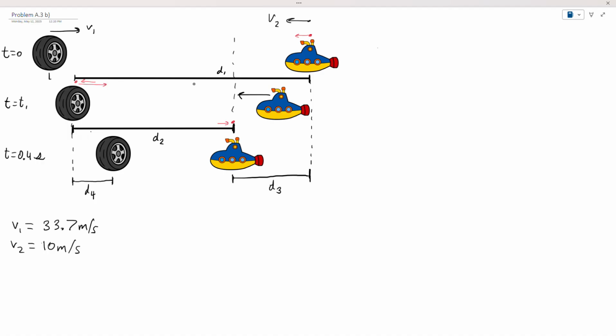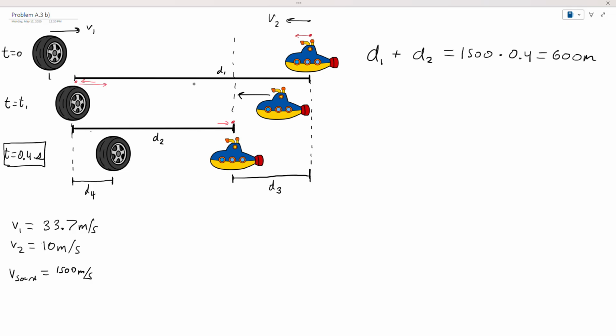Now the key is to get that the full length traveled by the wave is this distance d1 plus this distance d2. Now we don't know what this distance is, but we know that the wave took 0.4 seconds to travel that distance, and the sound was going at a speed of 1500 meters per second. So with that information, we can find this distance, which is going to be 1500 times 0.4 seconds, which is going to give us 600 meters. So the total distance traveled by the wave is 600 meters.